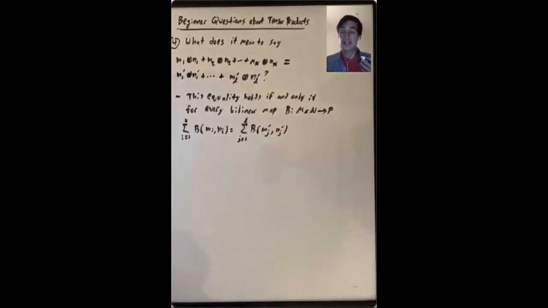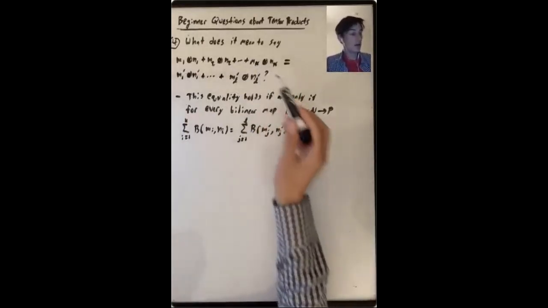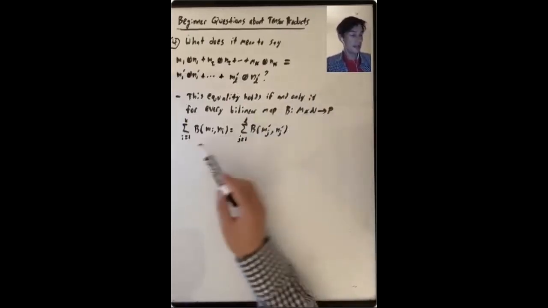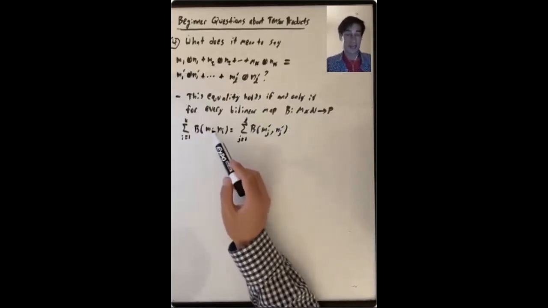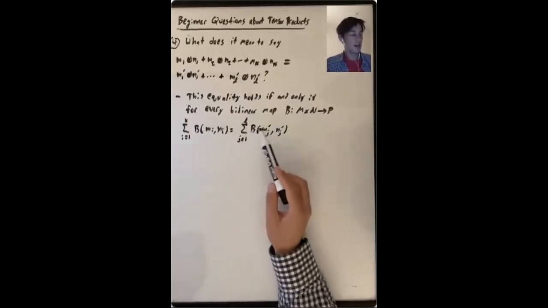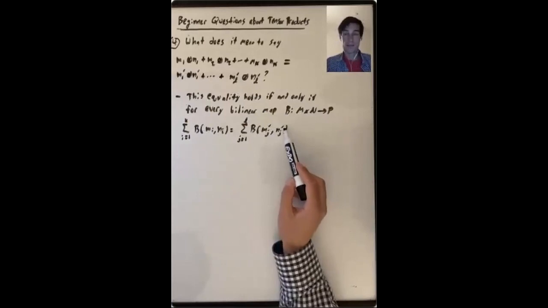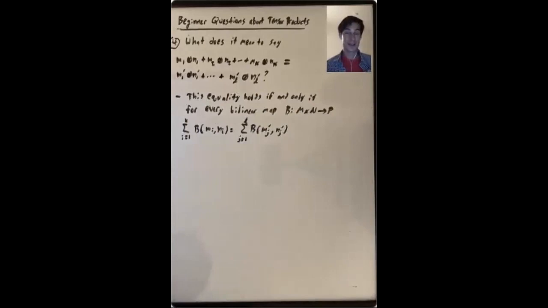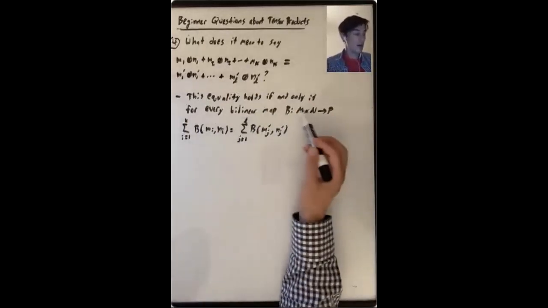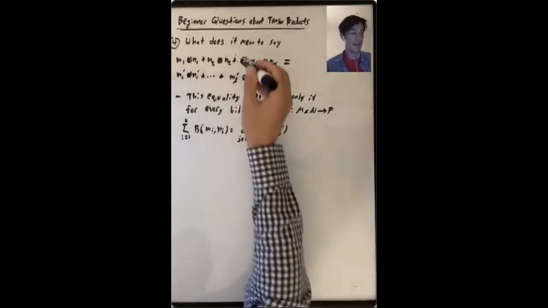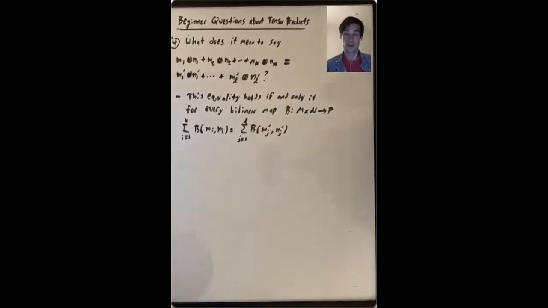Well, not surprisingly, given the discussion that's led up to this, what does it mean for these to be equal? It's a statement about bilinear maps from M cross N. This equality holds if and only if for every bilinear map B from M cross N to P, the sum from i equals 1 to k of B(mi, ni) is the same as the sum from j equals 1 to l of B(mj', nj'). So this gives some way to see that two tensors are not equal. If you can find a bilinear map for which you can see that this equality doesn't hold, then these two tensors are not actually equal.